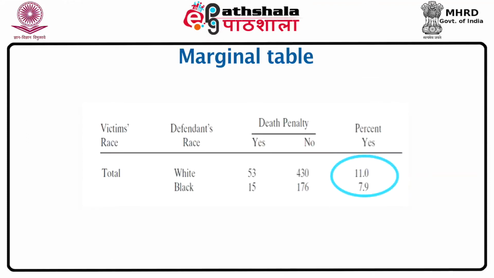On this slide, I'm looking at the marginal table where I have collapsed across victims' race. When I aggregate the data, I see that considering the total situation, in cases where the defendant was white, the death penalty was awarded in 11% of the cases, and in situations where the defendant was black, the death penalty was awarded in 7.9% of the cases. So this suggests that white defendants are more likely to be awarded the death penalty than black defendants.